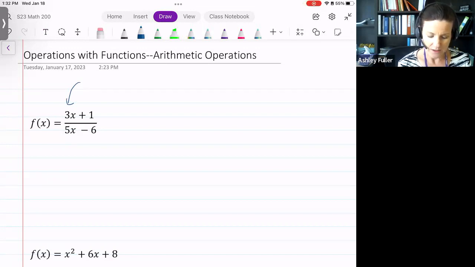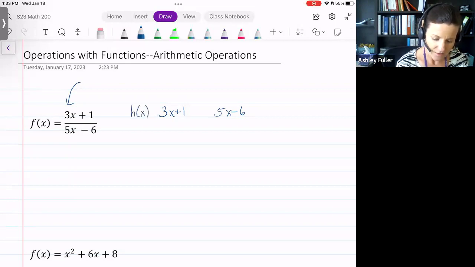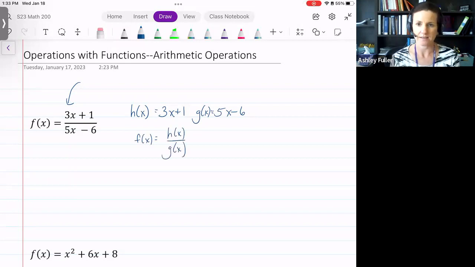Notice both of these are linear pieces. The top part, 3x plus 1, is linear. And the bottom part, 5x minus 6, is also linear. Being able to identify the various parts of functions can come in extremely handy when we want to simplify or combine functions. In other words, we could define this as h of x, this as g of x, and then we could say that f of x is h of x divided by g of x.